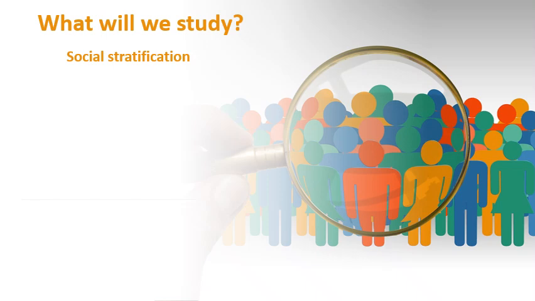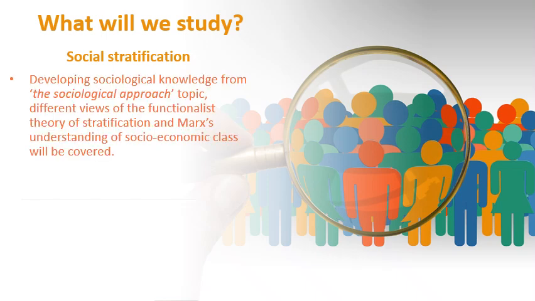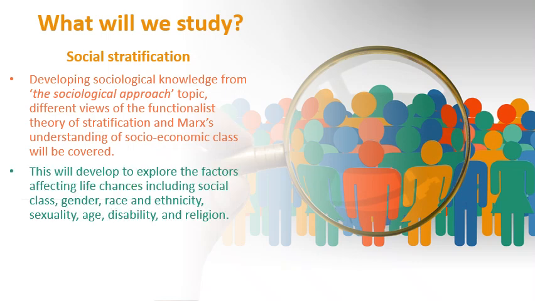We also look at something called social stratification, which is about developing your sociological knowledge. And we look at the different views of the functionalist theory of stratification. And we look at Karl Marx's understanding of socio-economic class as well. So we look at some really complex elements here. And the whole purpose of this is to explore things that affect someone's life chances.